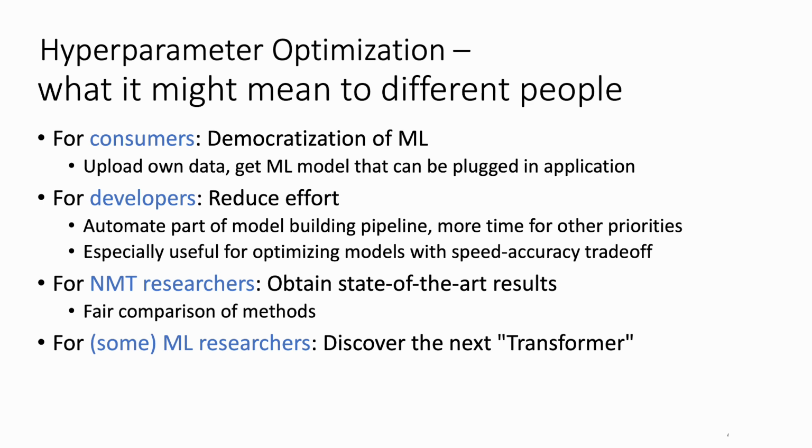Hyperparameter optimization, or automatic hyperparameter search, might mean different things to different people. For developers and MT researchers, it reduces effort to obtain SOTA results.